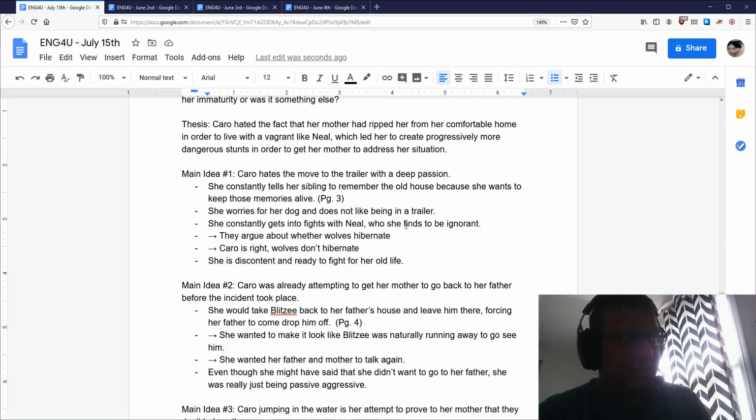So what I'm doing there is I've got my main point, which is that Carol hates the trailer. And then underneath it, I lay out what my evidence is for that point. And what this does is it gives me my plan for the rest of the essay, because the best essays, I can tell you, are the ones that are well planned.